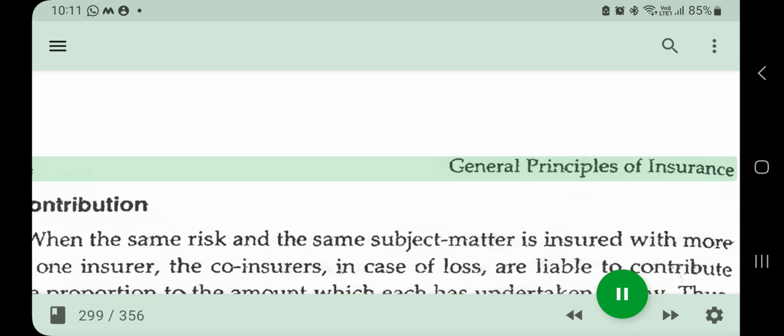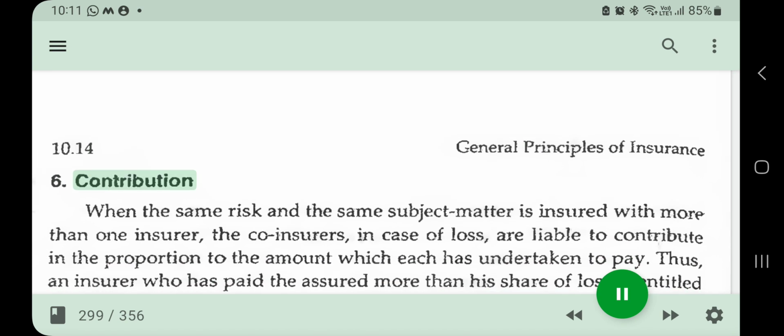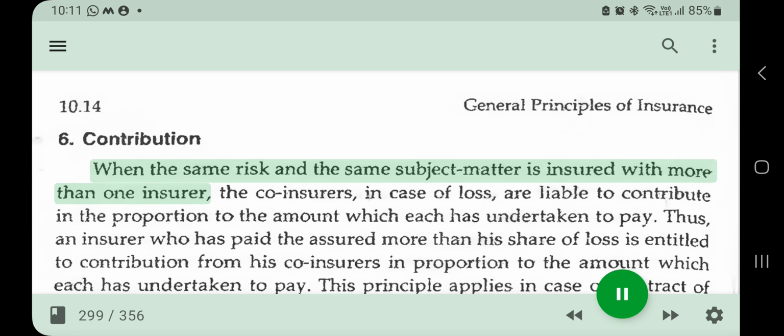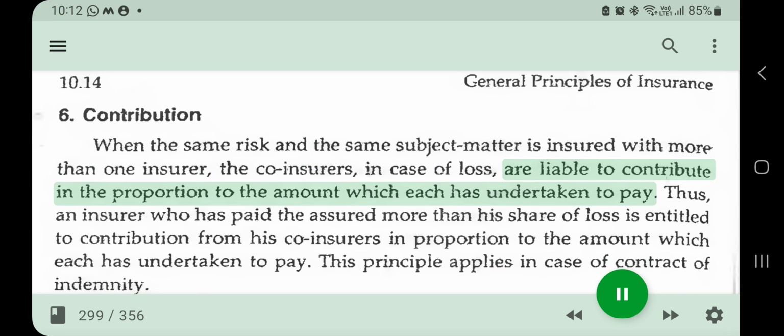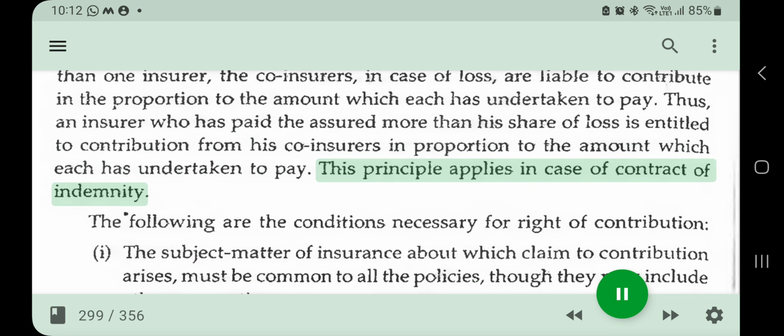10.14 General Principles of Insurance. 6. Contribution. When the same risk and the same subject matter is insured with more than one insurer, the co-insurers, in case of loss, are liable to contribute in proportion to the amount which each has undertaken to pay. Thus, an insurer who has paid the assured more than his share of loss is entitled to contribution from his co-insurers in proportion to the amount which each has undertaken to pay. This principle applies in case of contract of indemnity.